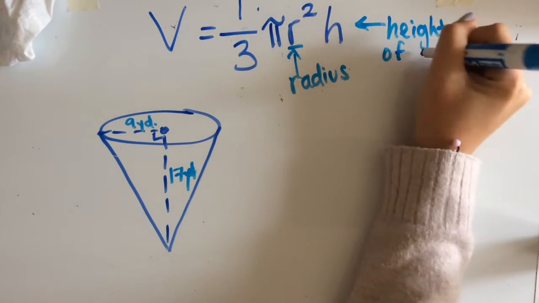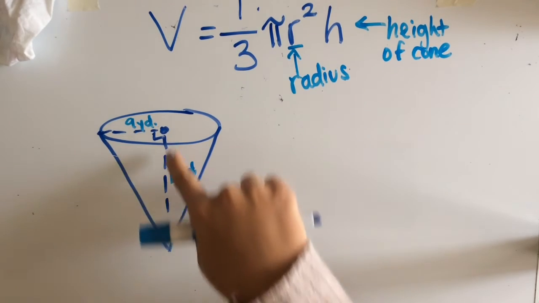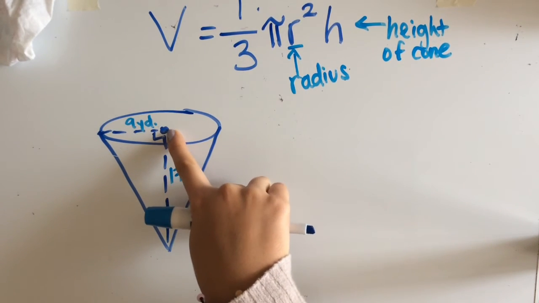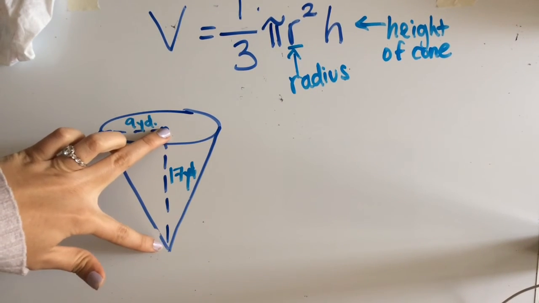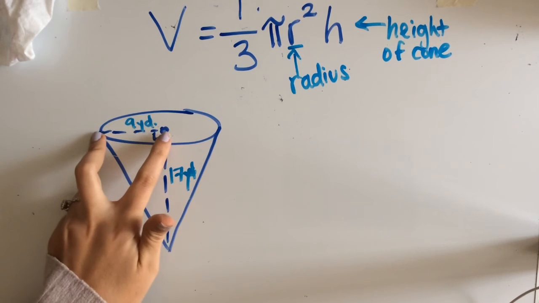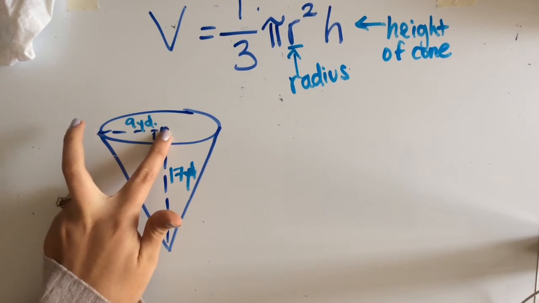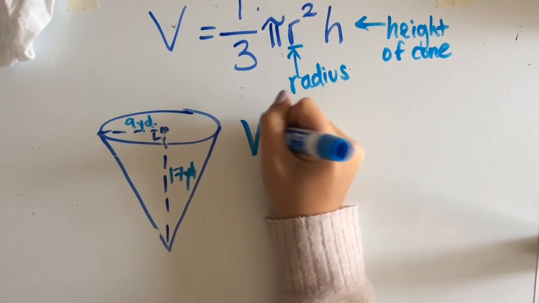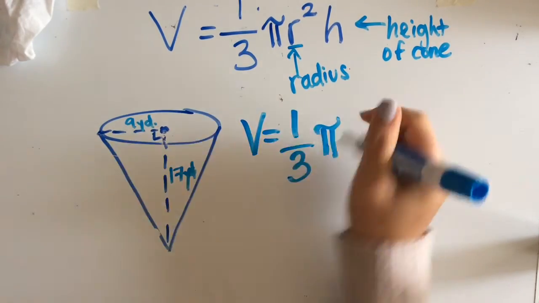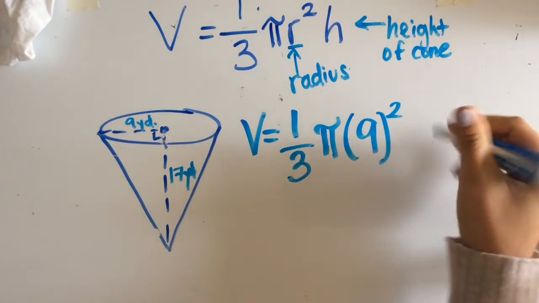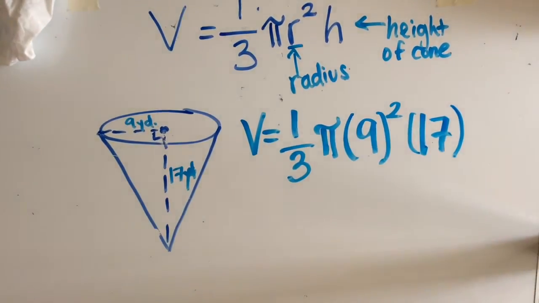Height of the cone, right? And height is the distance between the furthest point and the base of that cone, making a 90-degree angle. So that is this distance right here. And then our radius, we know, is just half the distance through the circle going to the center, so from the center to the edge of the circle. So V equals 1/3 times pi times the radius squared, which is 9, times the height of the cone, which is 17.